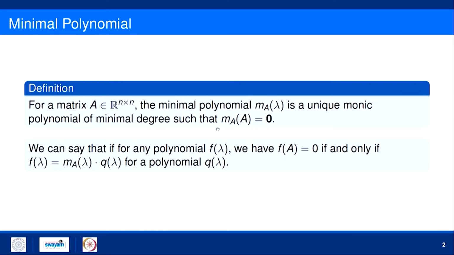So based on that we can say, for any polynomial f of lambda, f of A equals 0 if and only if f of lambda is the product of the minimal polynomial of A and another polynomial q. So it means if a polynomial f annihilates the matrix A, then the minimal polynomial divides that particular polynomial.